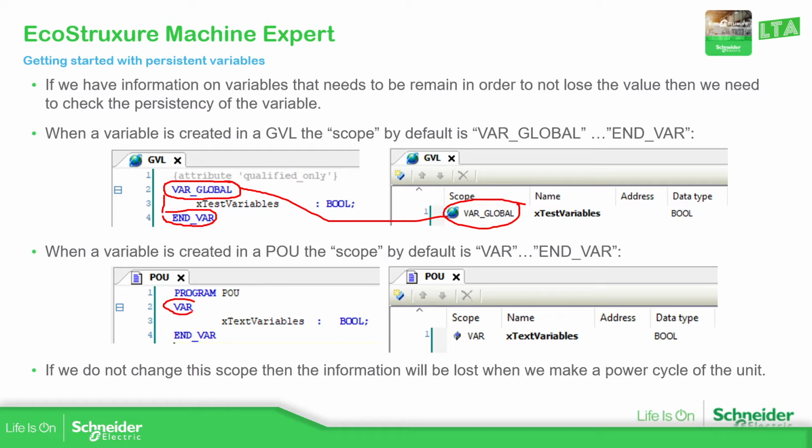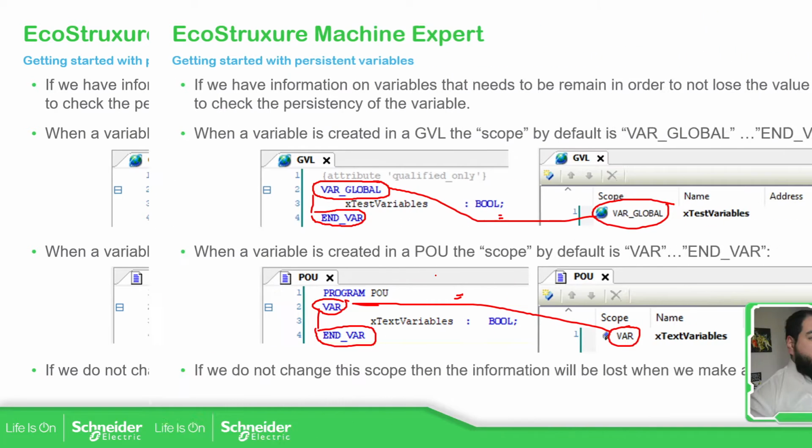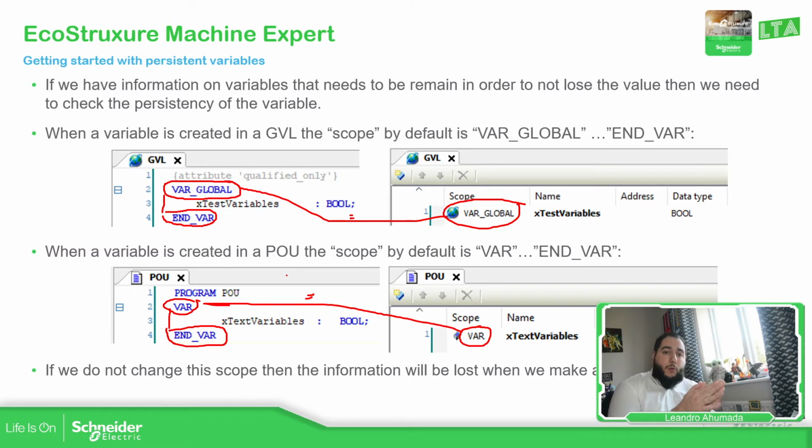As you can see, you have the VAR as a scope, it's the same. And here between VAR and END_VAR, the finish of the VAR properties, is going to be like a local variable on the POU in this case. So if we download this to the controller without doing anything else, once we power cycle the unit, the information of our configuration is going to be lost. So we need to change this property on the GBL in order to retain the values of our configuration.